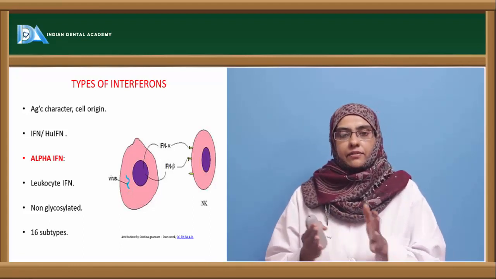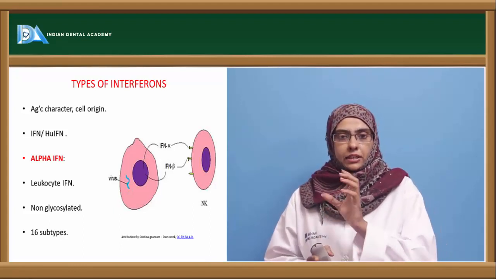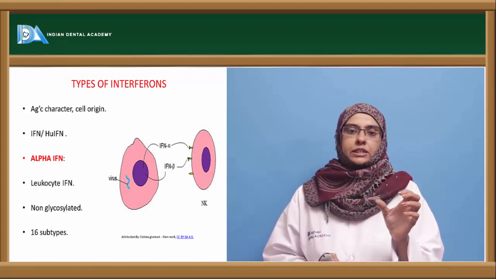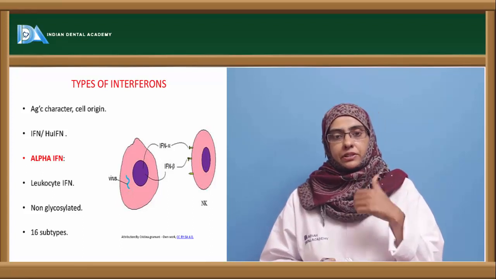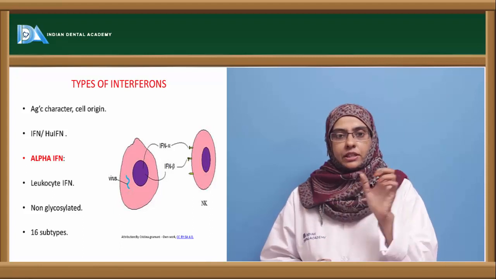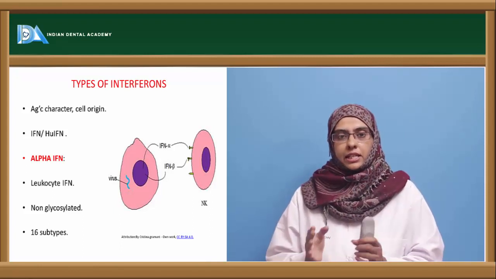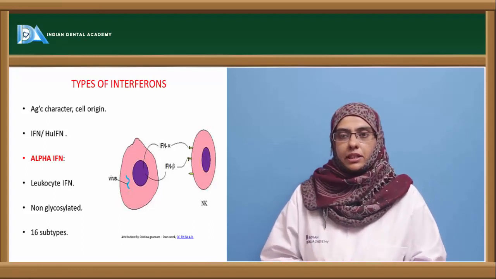written as IFN. That is the short form of interferon. And the prefix which is usually attached depends upon the species from which the interferons are produced. Like in case of HuIFN, it is a human from which the interferons are produced. So they are designated as IFN and they are nothing but the interferons.